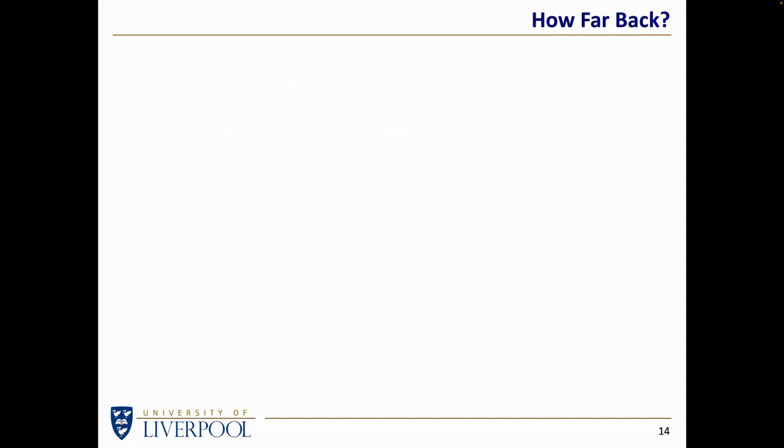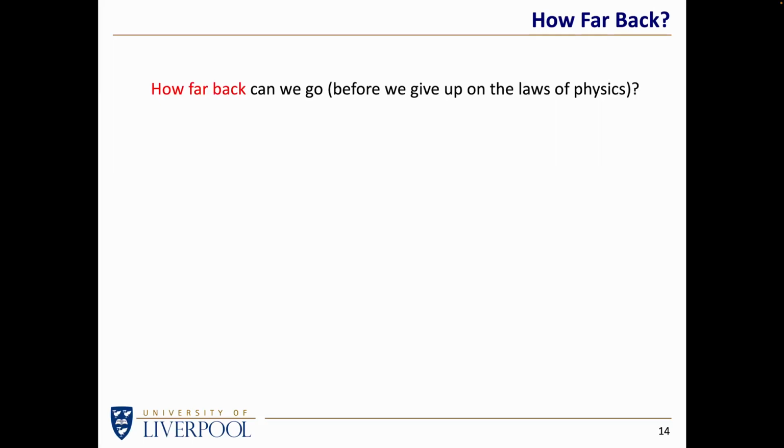How far back can we go by thinking about an expanding universe and running it in reverse? How far back in time can we go before we think we're no longer in a position where we think the laws of physics that we understand today hold? How long before we give up? If we go back to the first, let's say, 1 year of the 13.8 billion year history of the universe, are we still confident that we know what was going on?